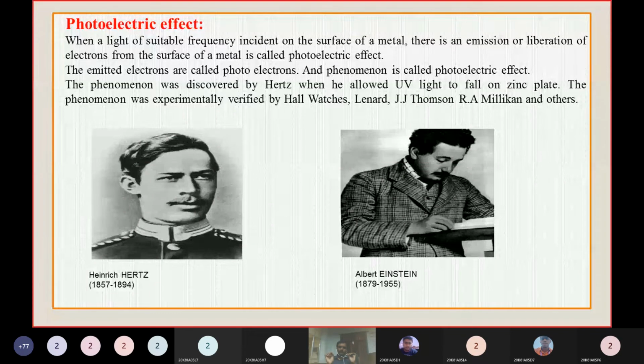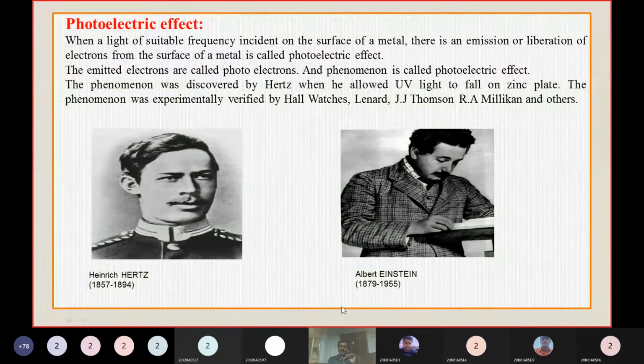So that means if you take any metal plate, and light of suitable frequency is incident on that metal plate, what happens is that electrons will be emitted or ejected from the metal plate. That phenomenon is called the photoelectric effect. This phenomenon was first discovered by Hertz and experimentally verified by Hallwachs, Lenard, J.J. Thomson, R.A. Millikan, and others.